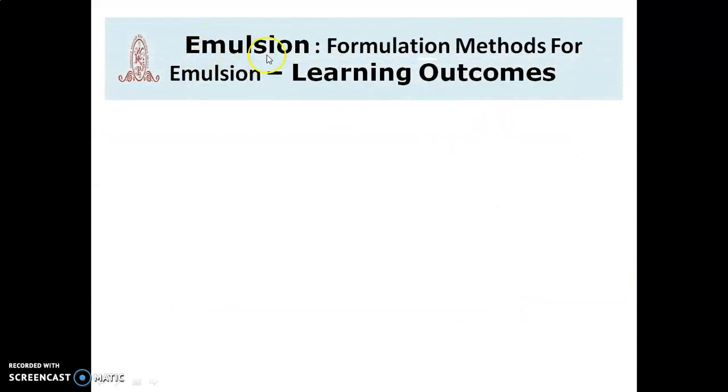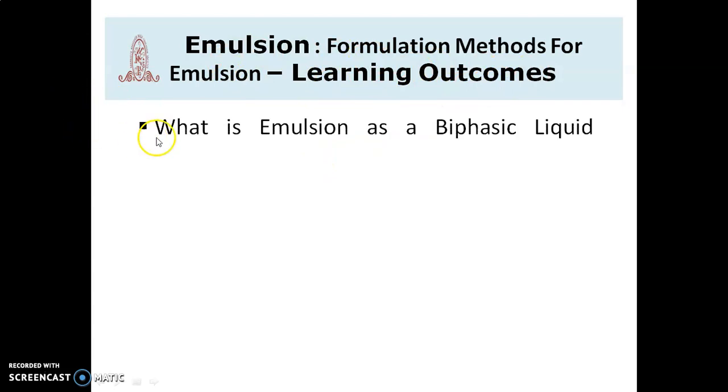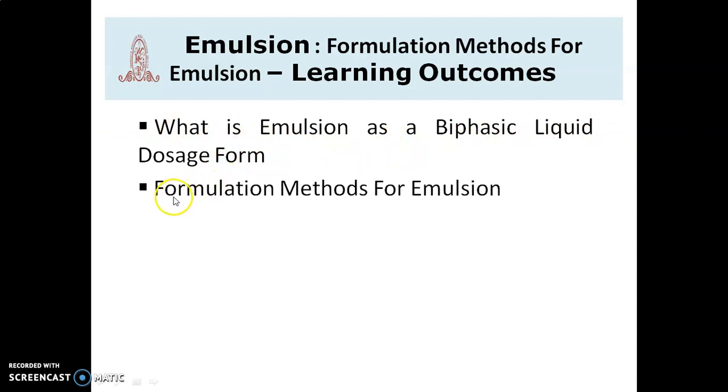What we learned from this topic, emulsion as a formulation, methods for emulsion. Learning outcomes are: what is emulsion as a biphasic liquid dosage form, and formulation methods for emulsion. So we saw all these 3 methods which are used to formulate the emulsion, that are dry gum method, wet gum method and bottle method in this formulation methods for emulsion.